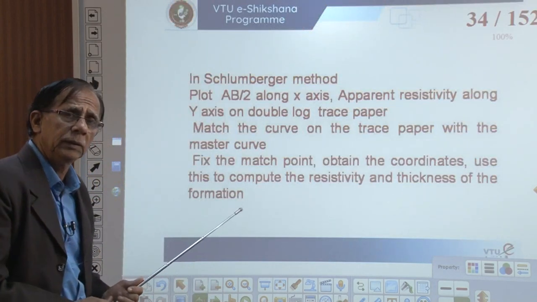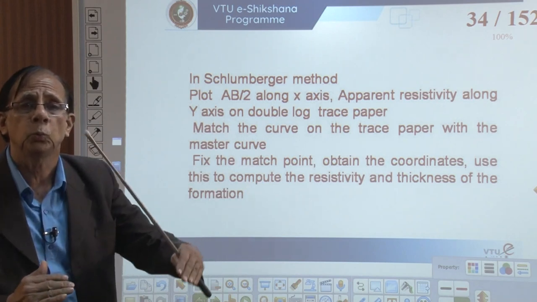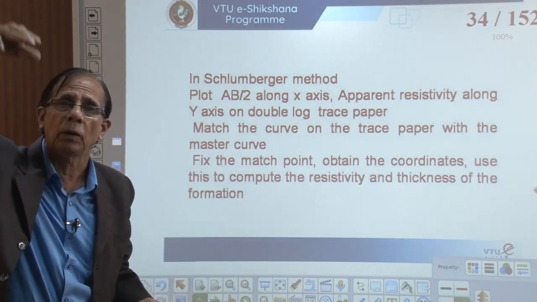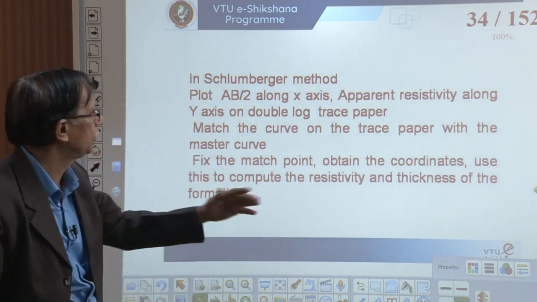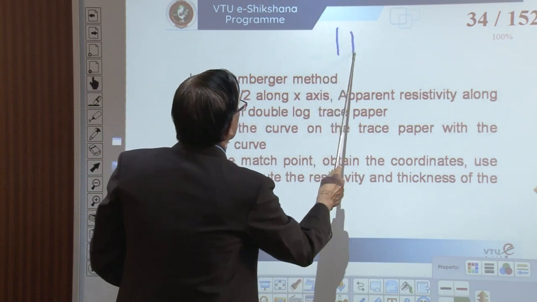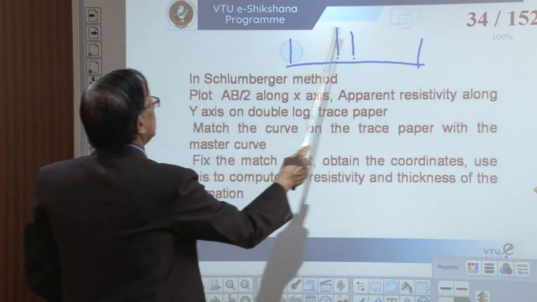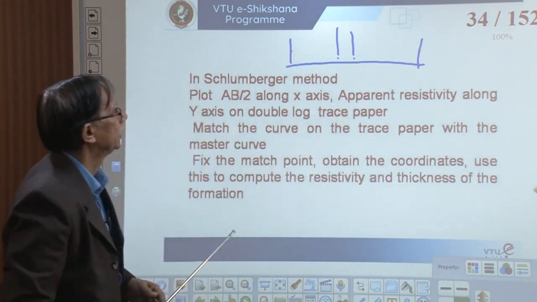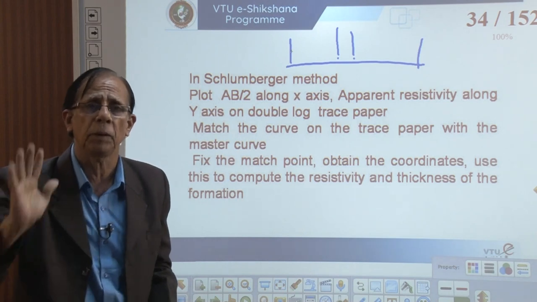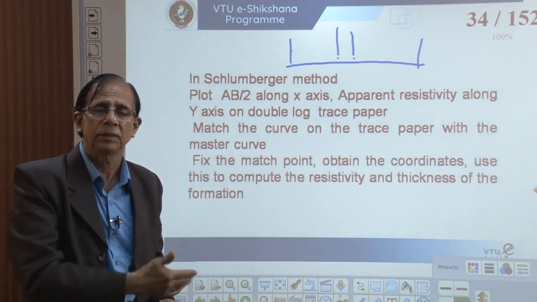Yes. Now, the Schlumberger method is another one. In general, the principle is the same, but one or two more steps are involved here. Here also we get those values, 1 upon 2 pi r, all those things we get, and resistivity values. What we do here is plot AB; in the Schlumberger method, these are the potential electrodes, these are the current electrodes, correct? This is AB. Plot it along the x-axis and apparent resistivity on the y-axis, but this is to be plotted on double log paper, on a transparent graph paper, we call tracing paper. So this is an additional problem.